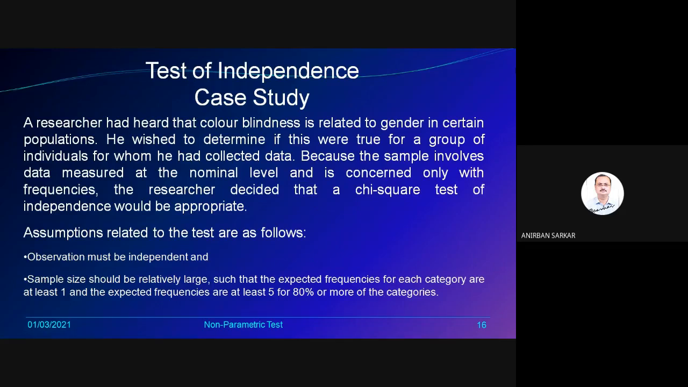Now basically here the case study is that a researcher wants to understand whether color blindness is related to gender or not, for a certain population, and he has collected data to check this. The sample he has collected is measured at a nominal level. This is frequency data, and therefore we can very easily understand that we have to apply the chi-square test of independence in order to check whether color blindness and gender are related to each other or not.